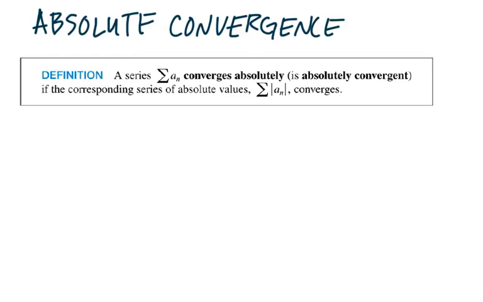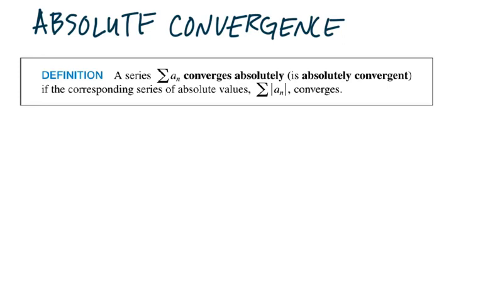So we're back and we're going to talk about more tests for convergence. So we've got situations where we have, say, alternating series, and some of the terms are positive and some of the terms are negative. And in that situation, it can be a little more difficult to determine whether or not the series may or may not converge.